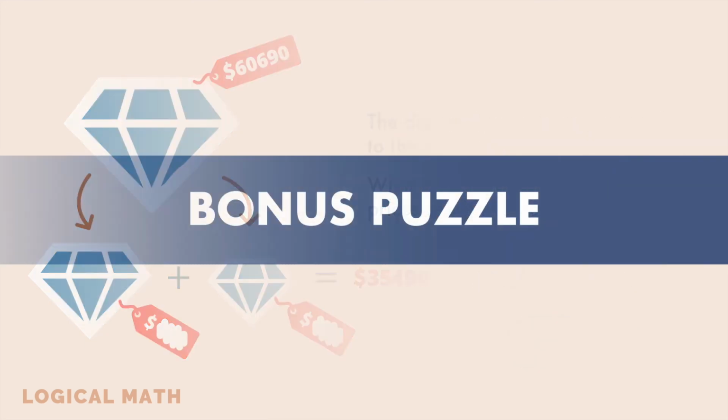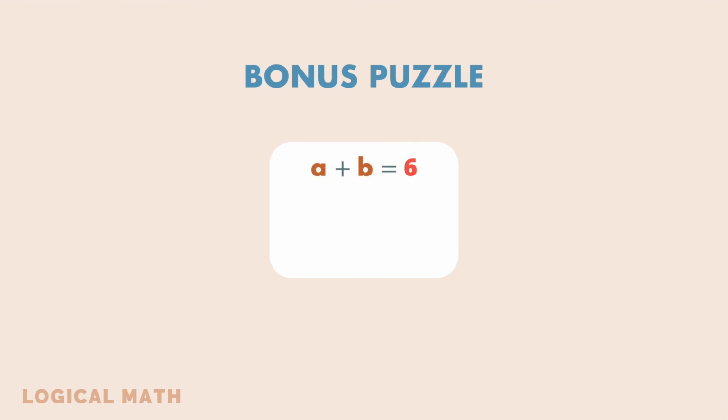Now it's time for the bonus puzzle. It is known that a plus b equals 6 and a squared plus b squared equals 20. What is the value of a minus b? Challenge yourself with this tricky problem and write your answer in the comments. Use algebraic identities to solve this puzzle.